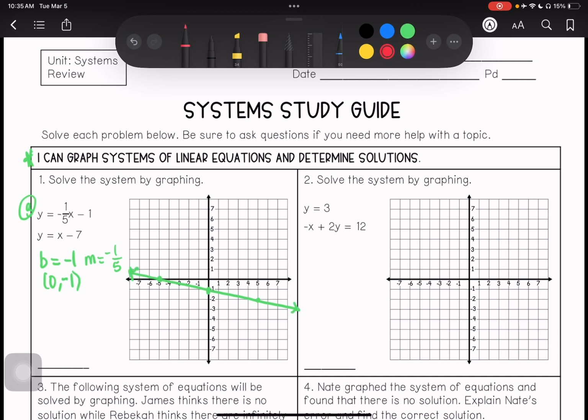Okay, the second part of my equation, my y-intercept is -7, which is the ordered pair (0, -7). And my slope is 1 because there's an imaginary 1 in front of this x. So that's a rise of 1 and a run of 1. So -7 is my y-intercept. I'm going to go up 1, to the right 1, repeating that across the graph. Then I'm going to draw my line.